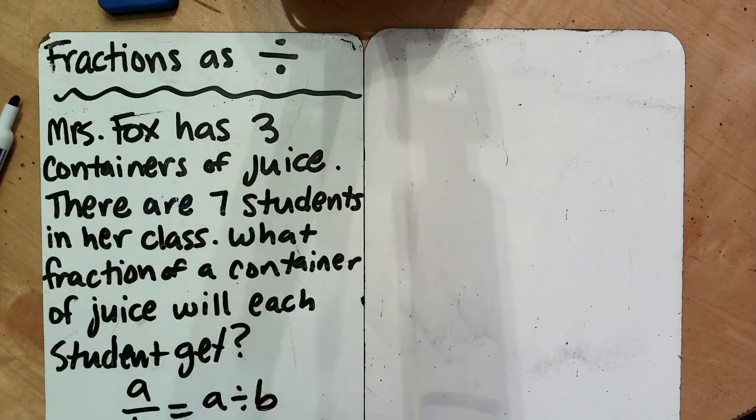So in this problem it says, Miss Fox has 3 containers of juice. There are 7 students in her class. What fraction of a container of juice will each student get? So the main thing here is we need the students to identify what's happening in this problem. In this case, we're taking some juice and we're splitting it amongst students in the class. We care about the juice. Okay, we want to know how much juice each kid is going to get.